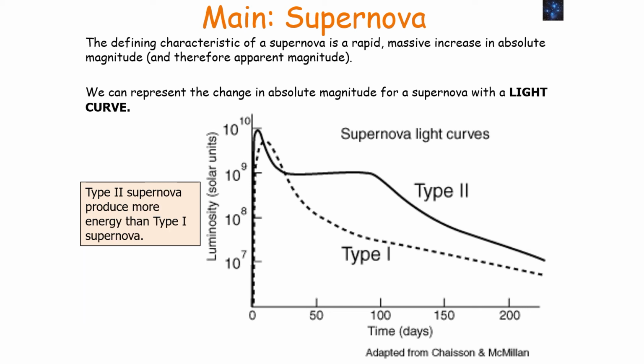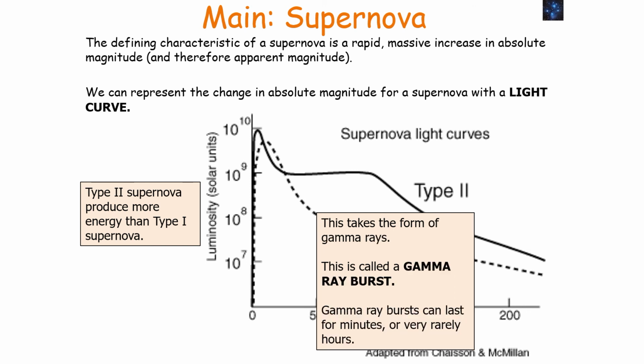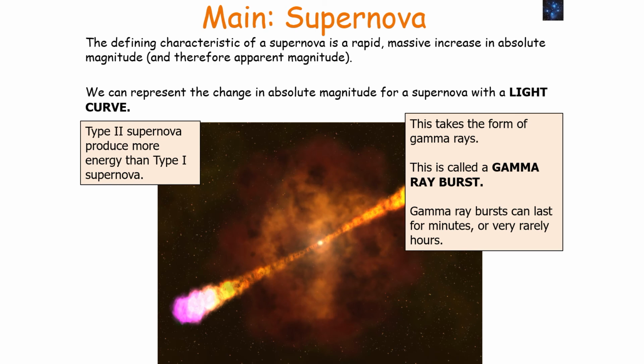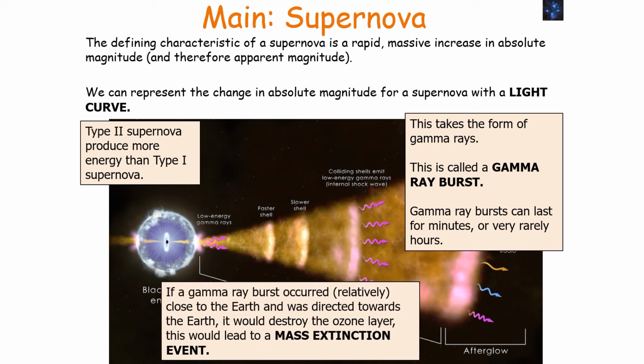Now type 2 supernovae can produce more energy than type 1 supernovae, and this takes the form of gamma rays, so it's called a gamma ray burst. Now a gamma ray burst can last for minutes or very rarely hours, so it can produce lots and lots of energy. So you can see in these images gamma ray bursts. Now if a gamma ray burst occurred relatively close to the Earth and was directed towards the Earth, it would destroy the ozone layer, which could lead to a mass extinction event. So we've been very fortunate that no GRB has occurred close to the Earth.